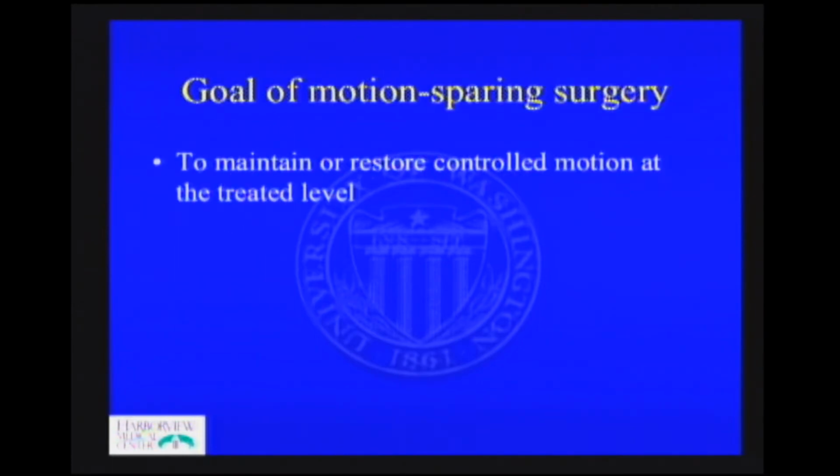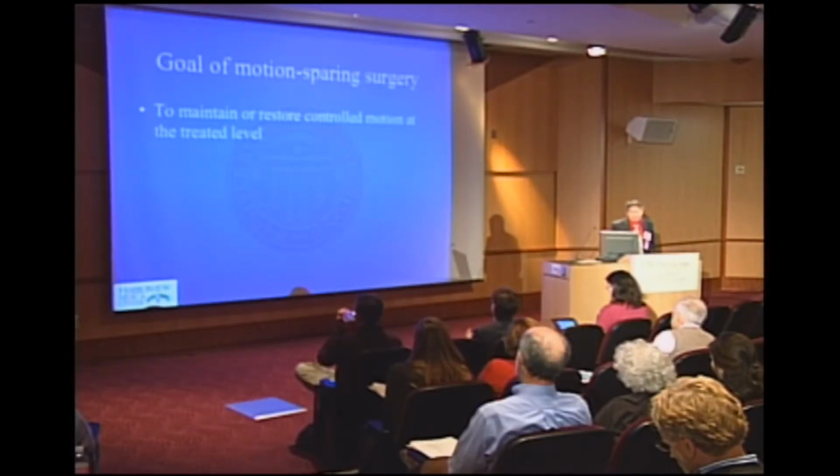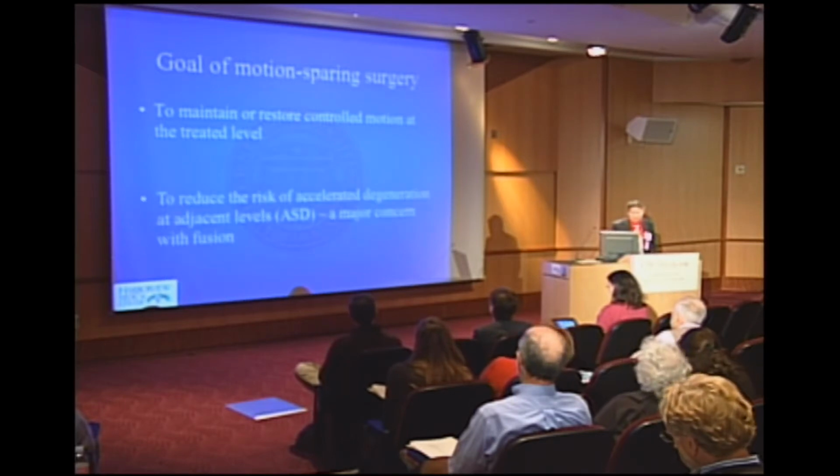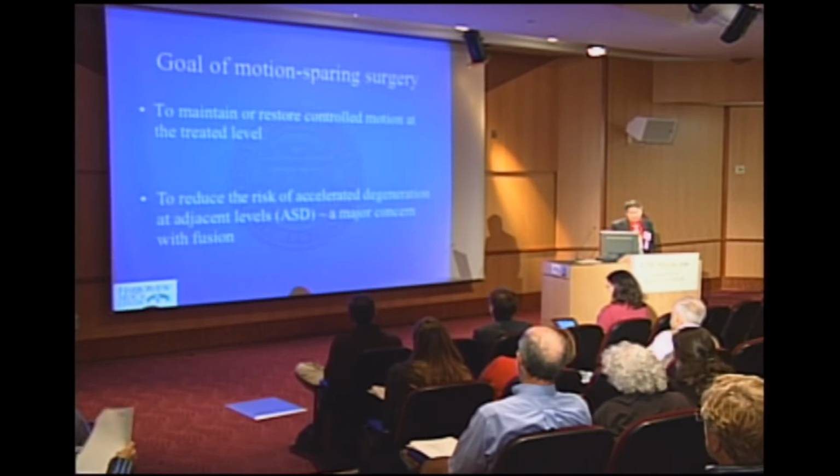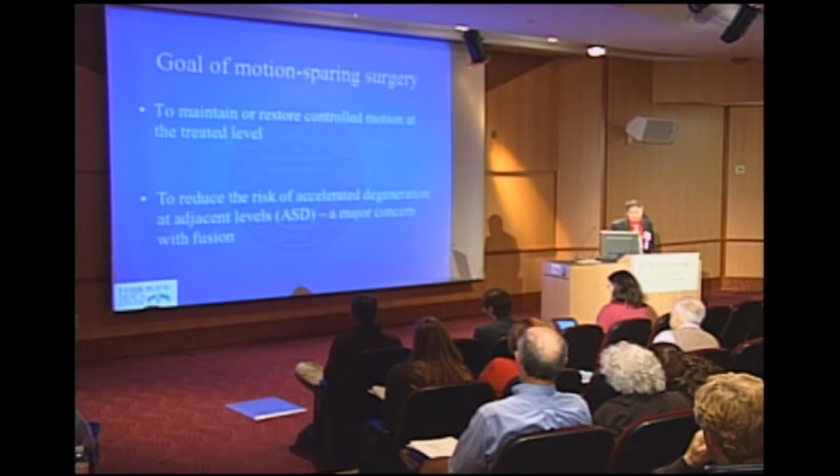The goal of motion sparing surgery, number one, is to maintain and restore controlled motion at the treated segment, and also to reduce the risk of accelerated degeneration at the adjacent levels, which is a major concern with fusion. These two goals define motion sparing surgery. If you cannot achieve these two goals, then the motion sparing is no good.